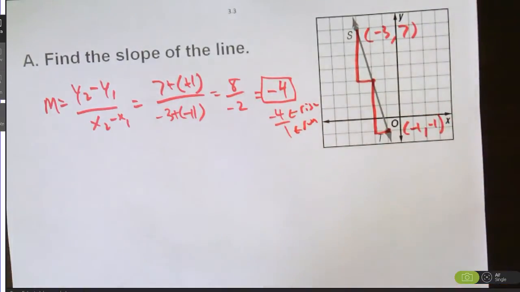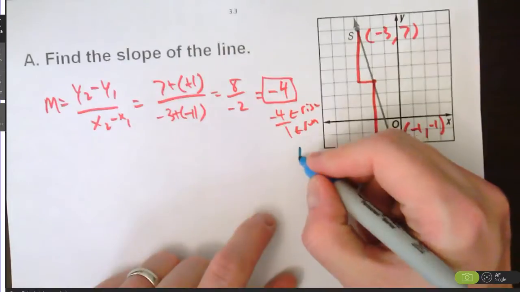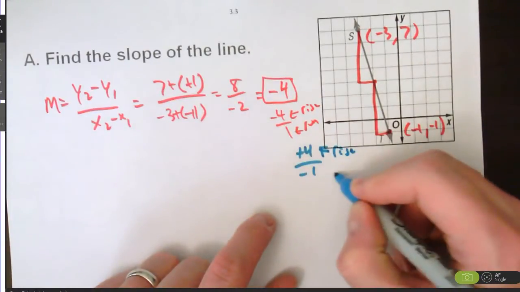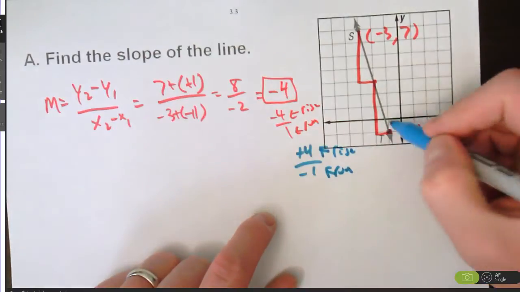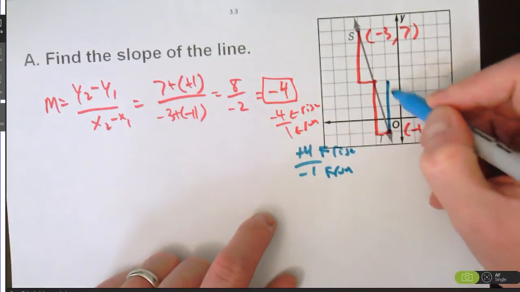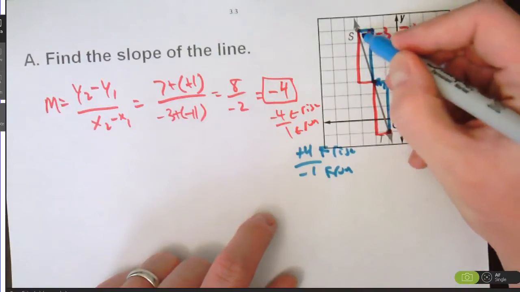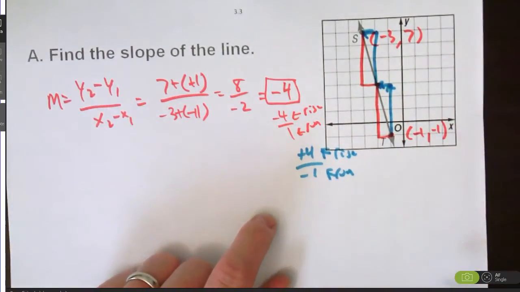I could also think of this as moving up 4, left 1. Up 4, left 1. That's another way we could look at it.